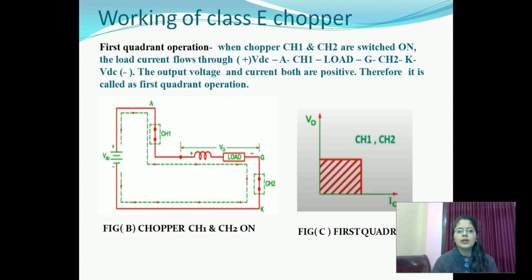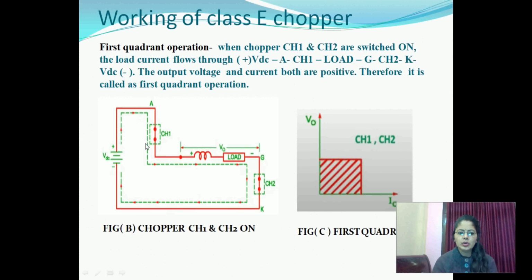Next is the working of a Class E chopper. Basically there are four modes of operation: the first quadrant operation, second quadrant operation, third quadrant operation, and fourth quadrant operation. First, we will see the first quadrant operation. When choppers CH1 and CH2 are switched on, the circuit looks like this. This CH1 and this CH2 are switched on.